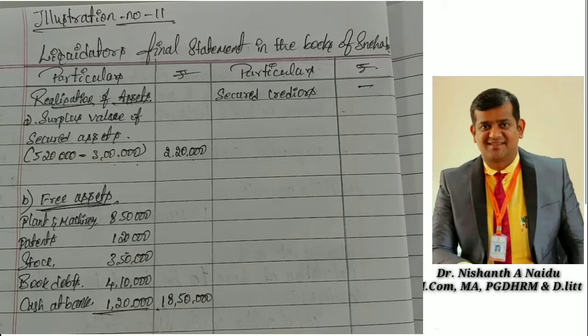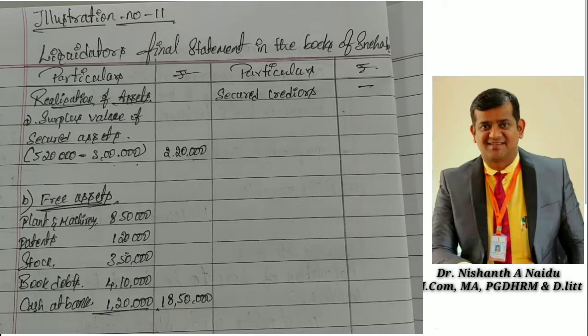18,50,000. 8,50,000 plus 1,20,000 plus 3,50,000 plus 4,10,000 plus 1,20,000. 18,50,000.